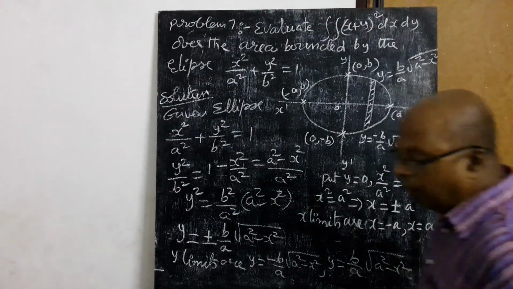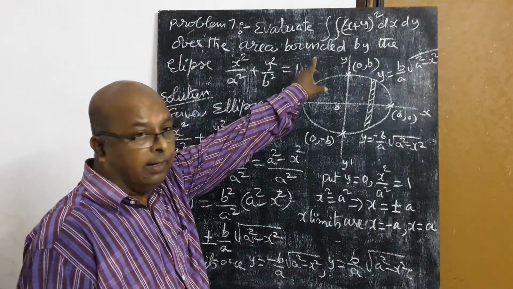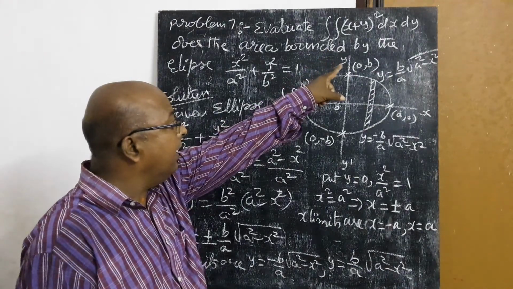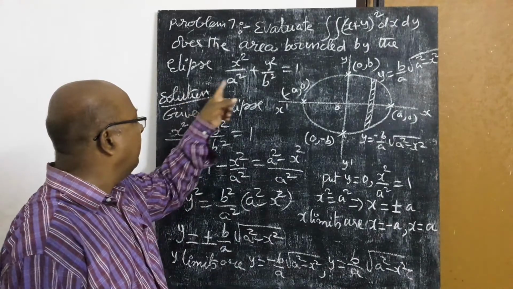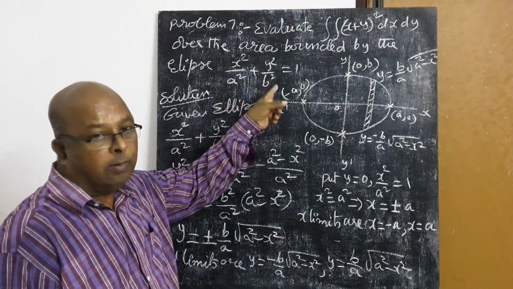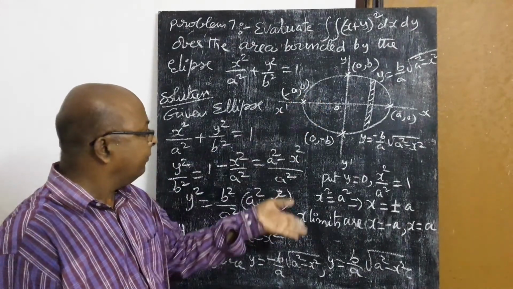So problem 7: evaluate the double integral of (x + y)² dx dy over the area bounded by the ellipse x²/a² + y²/b² = 1. This is your ellipse equation.